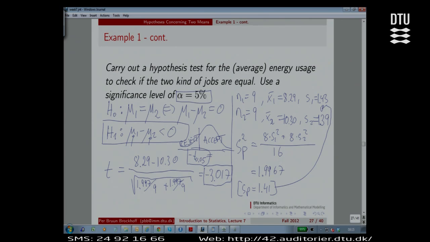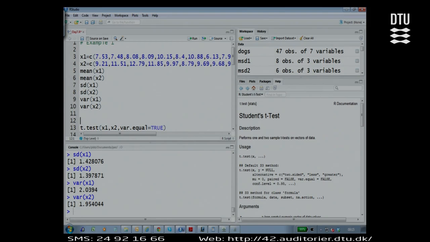I can find that in table 4, or I can find that in R. I could find the 95% point of the t, using how many degrees of freedom? One, two, three. Yeah, what was that? 16, exactly. 8 plus 8, that's what the formula said a minute ago. 16.